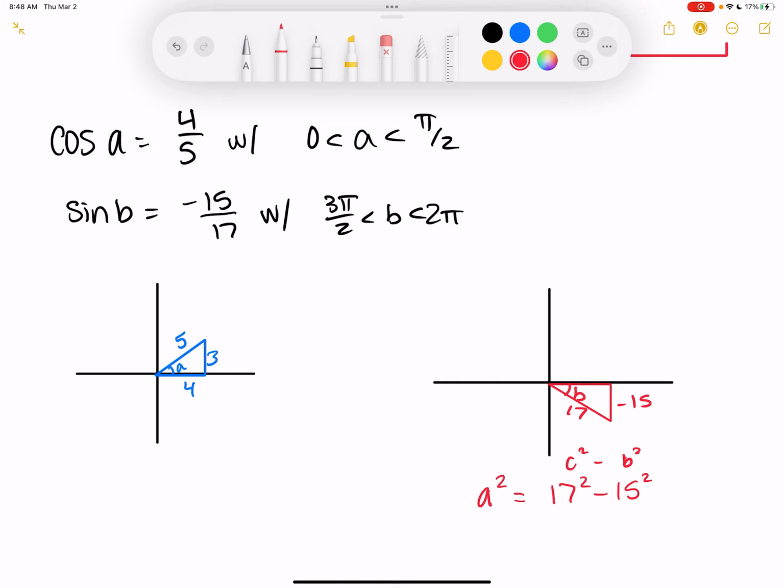So then A is equal to the square root of that, which y'all can just type in your calculator and get an answer. 389 minus 225, and then you can take the square root of that.